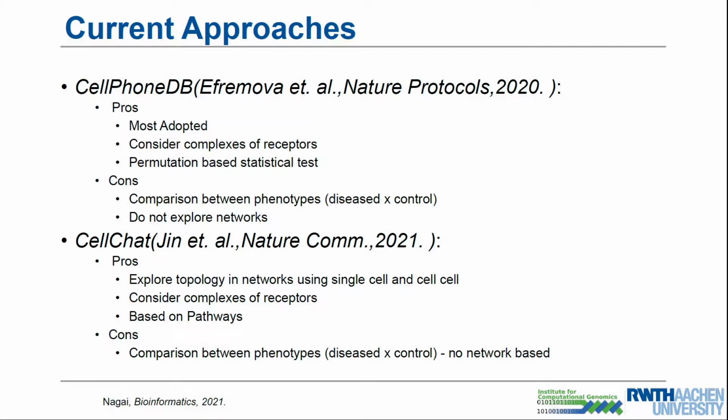CellChat is another tool. CellChat explores topology and topological measures in networks using single-cell and cell-cell data. All the analysis in CellChat is done using signaling pathways, usually retrieved from KEGG, and CellChat also considers the complexes of receptors. Just to point out, there are some receptors that have multiple subunits, and these multiple subunits are assigned to different genes. That's why it's important for those methods to consider that.